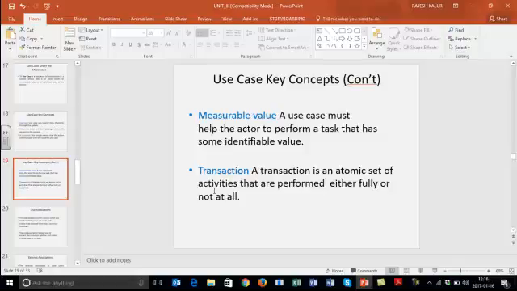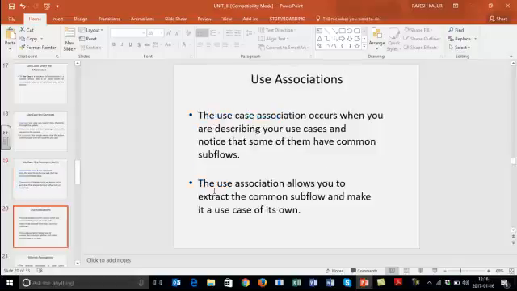Now coming to the next one, which is use associations. Use associations occur when you are describing your use cases and notice that some of them have common subflows. So whenever there is a common kind of representation among your use cases, it's better to have an association representation. Similarly, the use association allows you to extract the common subflow and make it a use case of its own.